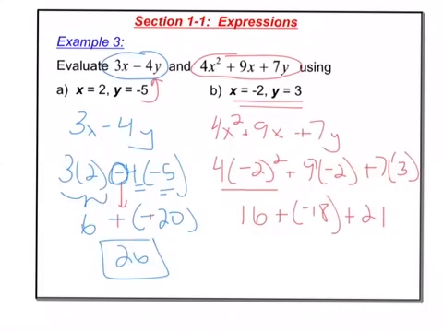Now that they are all addition, at this point of the problem, I can add any of these in any order that I want. I'm just going to work from left to right. So I get 16 plus negative 18, which is going to give me negative 2, and then negative 2 plus 21 is 19.